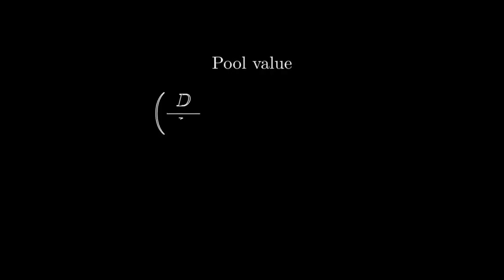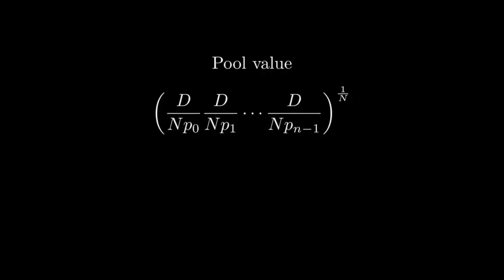For a pool with n tokens, the pool value is defined to be D divided by n times the price scale of token 0, P0, multiplied by D divided by n times the price scale of token 1, and all the way up to the last token. And then this product is taken to the nth root. This equation is used in two ways. The first way is to calculate the amount of liquidity shares to mint to a liquidity provider. The other case is to calculate the pool value with different price scales when the Curve V2 AMM decides to repeg.